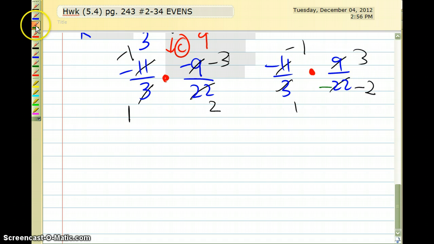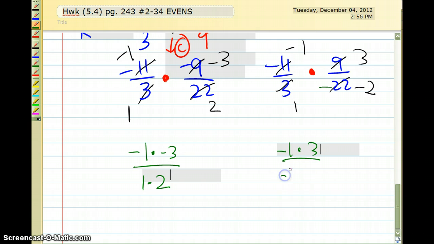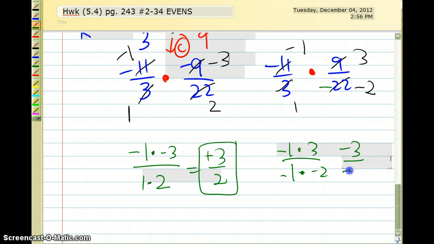When I multiply, I'm going to multiply the numerators. Negative 1 times negative 3. Denominators 1 times 2. Over here you'll see negative 1 times 3. Over here 1 times negative 2. Giving me an answer of positive 3 over 2. Over here is negative 3 over negative 2.